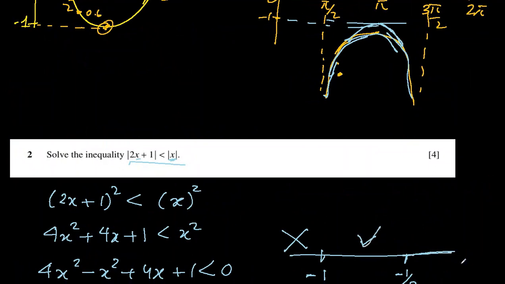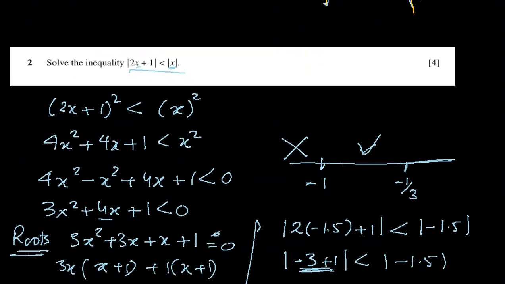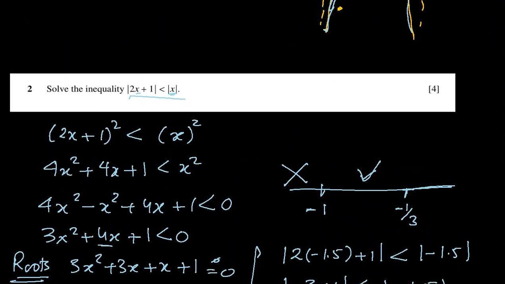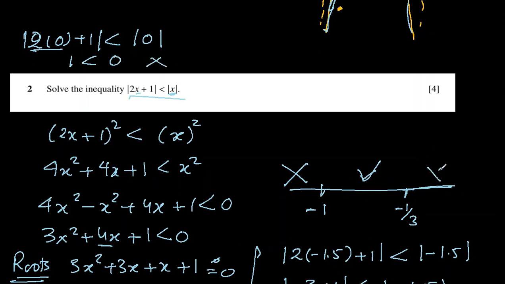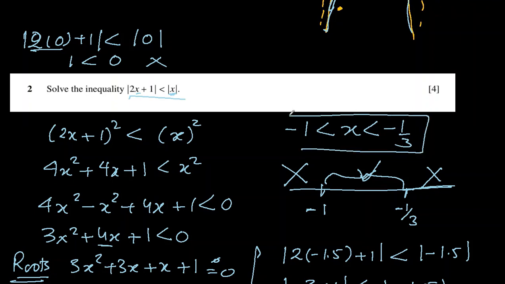Let's see if our answer is greater than minus 1/3. Usually it is not, but we should always verify. A number more than minus 1/3 is 0. I will take 0. So 2 times 0 plus 1 less than absolute 0. So 1 is less than 0, which is untrue, right? So no, our answer is not there. So this is the section where our answer falls. So our final answer will be: x is between minus 1 and minus 1/3.